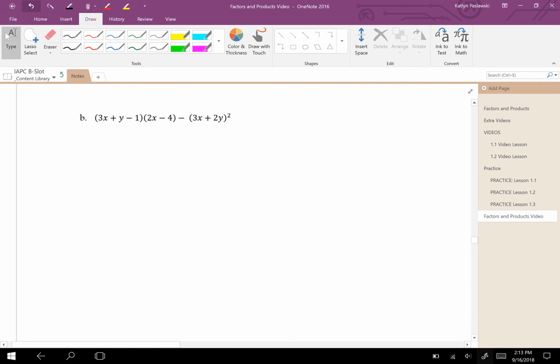Now let's try finding the difference of products of polynomials. So here we have that we're multiplying the trinomial by the binomial and then subtracting this binomial multiplied by a binomial. So I'm going to expand this part first. So I have 3x plus y minus 1 multiplied by 2x minus 4. We're going to subtract 3x plus 2y multiplied by 3x plus 2y.